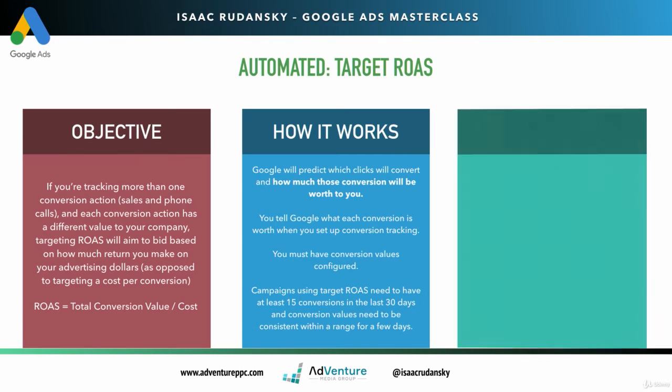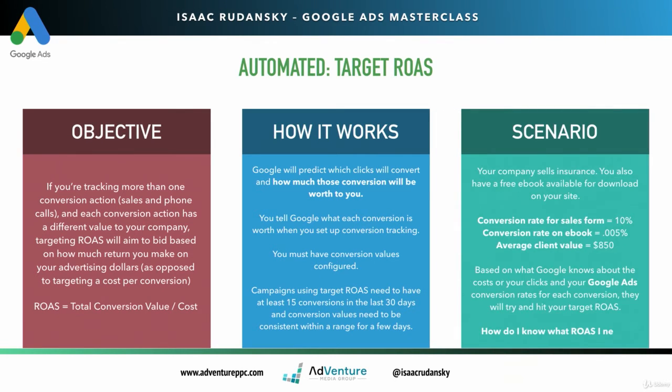A scenario where target return on ad spend might be a good bidding strategy to try. Say your company sells insurance. You also have a free ebook available for download on your site. Okay, so 2 things: we sell insurance and we have an ebook. The conversion rate from our sales form is 10%. Conversion rate on an ebook, let's say, is 0.005%, and our average client value is $850. Based on what Google knows about the costs of our clicks and our Google Ads conversion rates for each separate conversion action, they're going to try and hit our target ROAS.